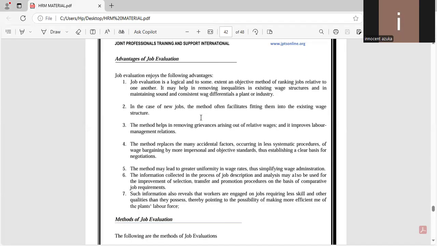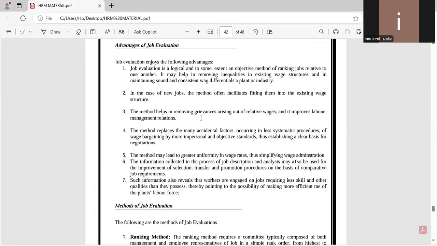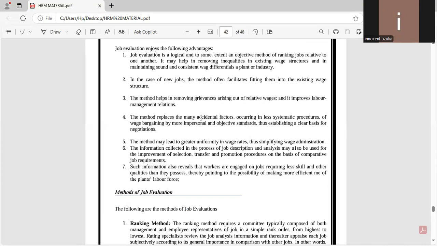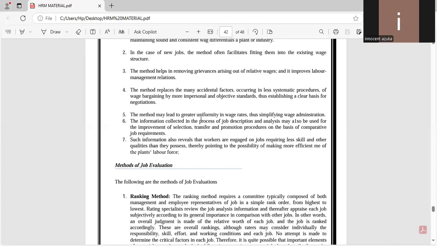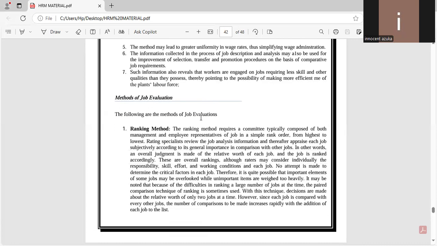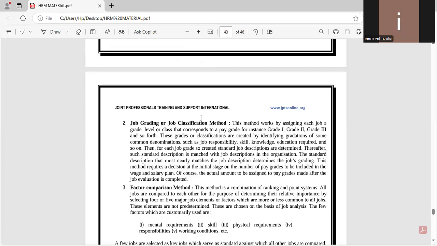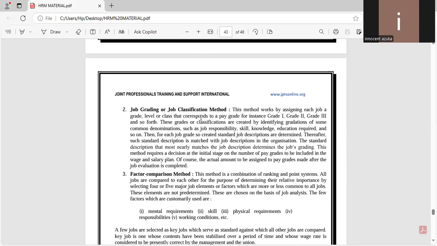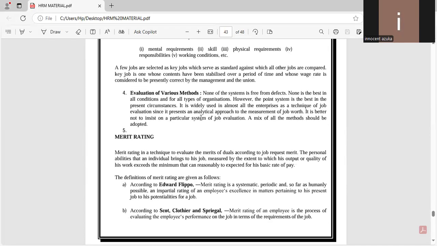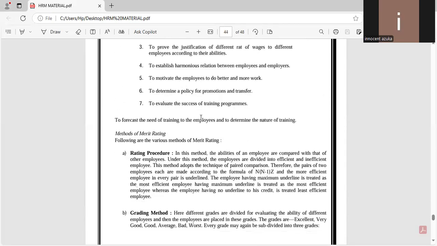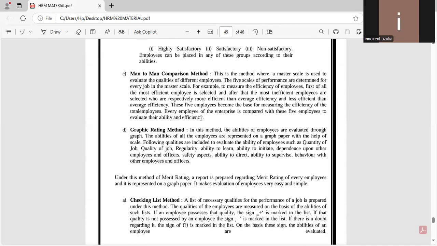The method may lead to greater information collected in the process of job description. Such information also reveals what workers are engaged in, and so on. Methods of job evaluation are the ranking method, job grading, factor comparison method, and so on and so forth. So that is how we go for job evaluation.